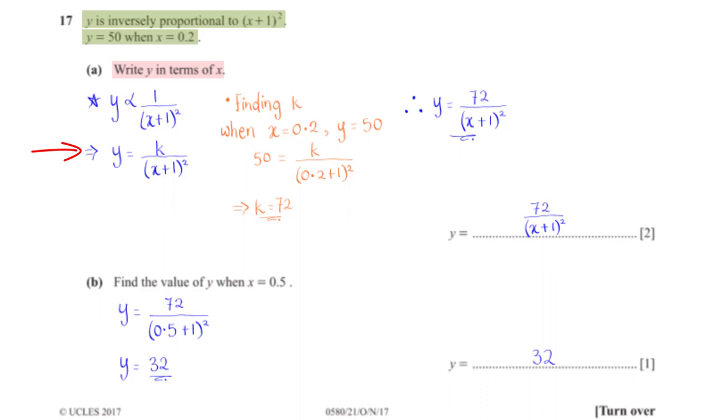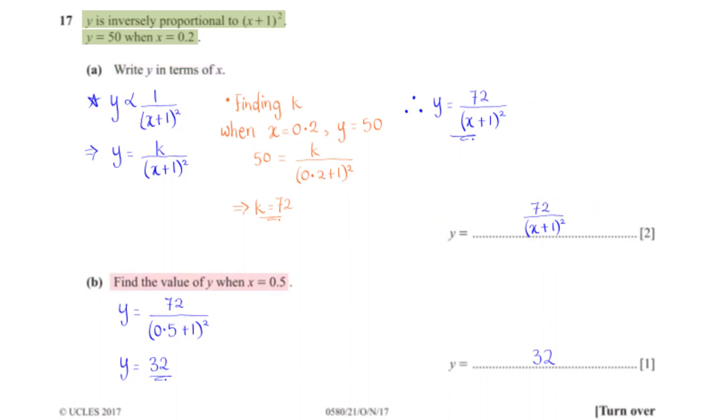And we can do that by substituting the values of x and y given in the question into our equation. And so this gives us 50 is equal to k divided by (0.2 plus 1) squared. When we make k the subject, we have 50 times (0.2 plus 1) squared, which gives us k is equal to 72. So for our final equation, we have y is equal to 72 divided by (x plus 1) squared.